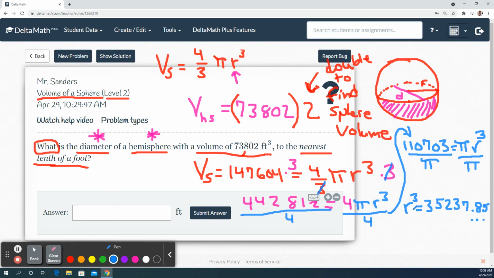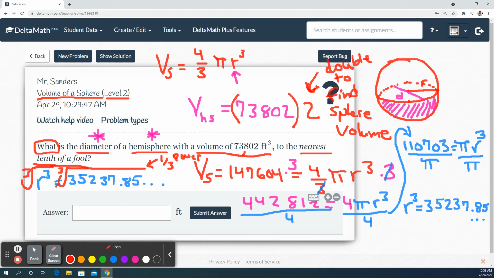I'm going to take that answer and then cube root it. So let me go ahead and rewrite what I have here so we can see it. We have r cubed is equal to 35237.85 dot, dot, dot. All right. To get rid of the cube, we have to do cube root. We have to do it to both sides. So cube root to this side, cube root to that side. All right. Now, it's important to remember from Algebra 1, a cube root is the same thing as the 1/3 power.